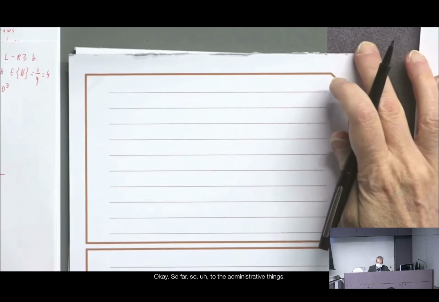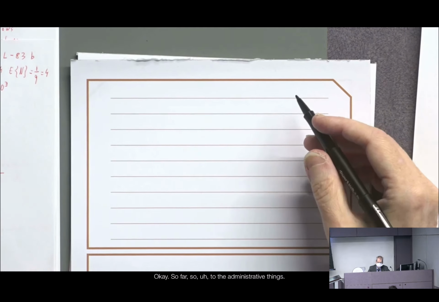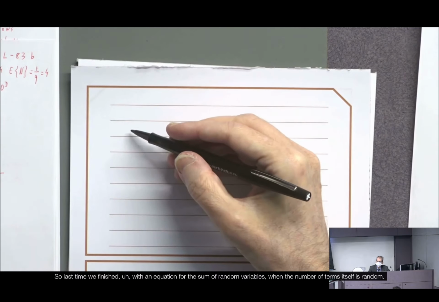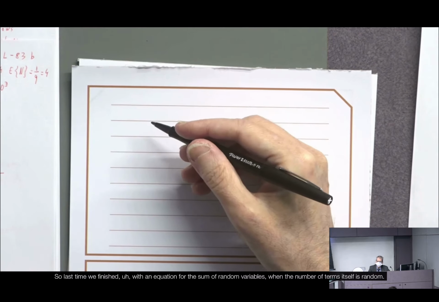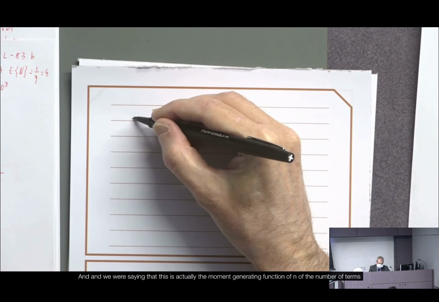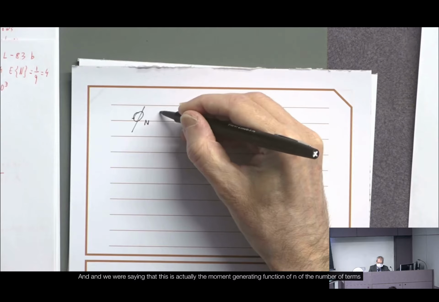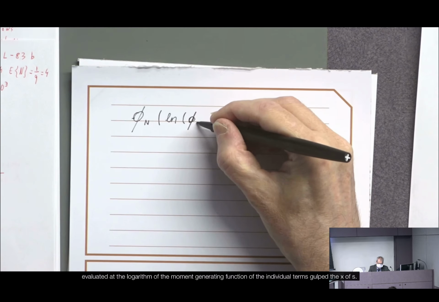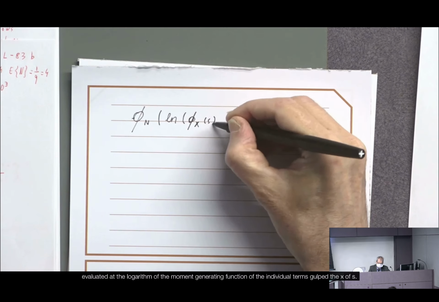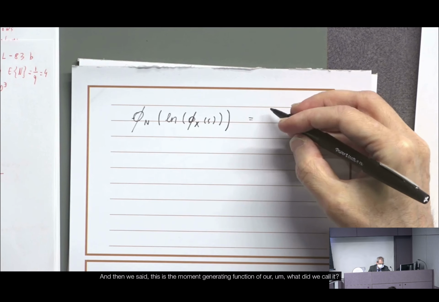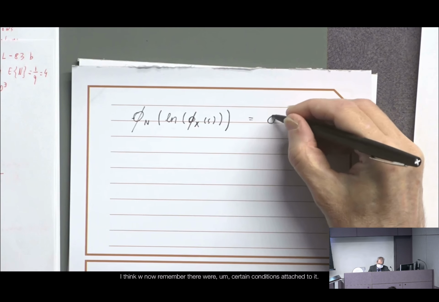Okay, so far to the administrative things. Now let's return to the scientific material. Last time we finished with an equation for the sum of random variables when the number of terms itself is random. We were saying that this is the moment generating function of N, the number of terms, evaluated at the logarithm of the moment generating function of the individual terms, called phi_X of s. And then we said this is the moment generating function of our, what did we call it, I think, W.